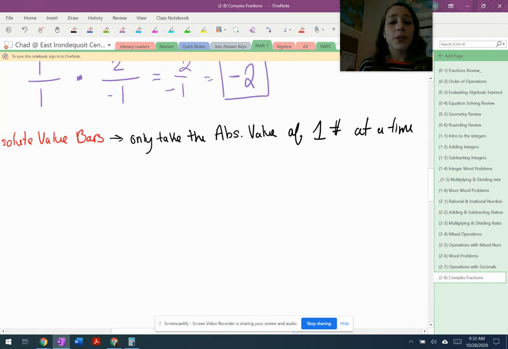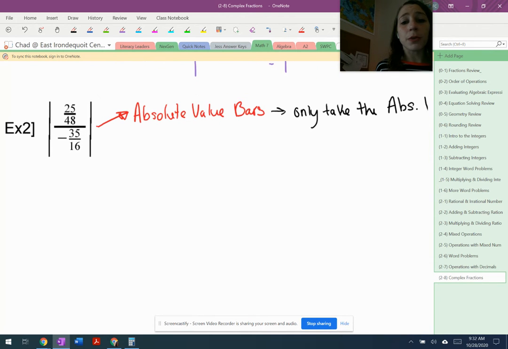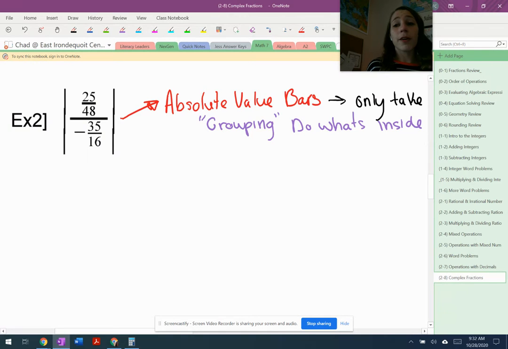So whenever you see absolute value bars, remember guys, those are like a grouping in terms of order of operations. Absolute value bars, they are considered a grouping. So that means you need to do what's inside first. So inside my absolute value bars, I have division of fractions, which makes sense because we're talking about complex fractions.